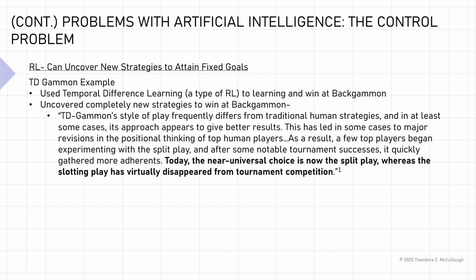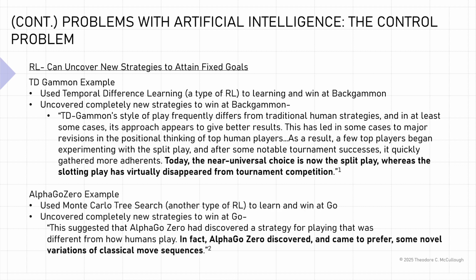Through its implementation, it came up with completely new strategies to play and win backgammon, such that it completely changed how backgammon is played at the tournament level. Another example is the AlphaGo Zero example. This is an example where a form of reinforcement learning was used to play Go. And similarly, through the use of AlphaGo Zero, completely novel variations and strategies in the game of Go were created that folks had never thought about before.